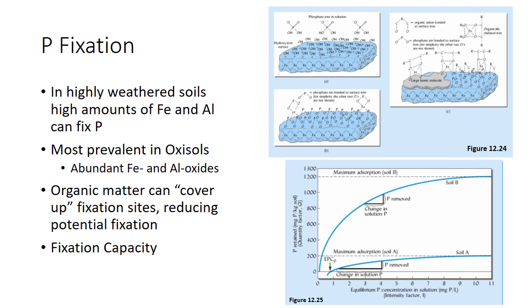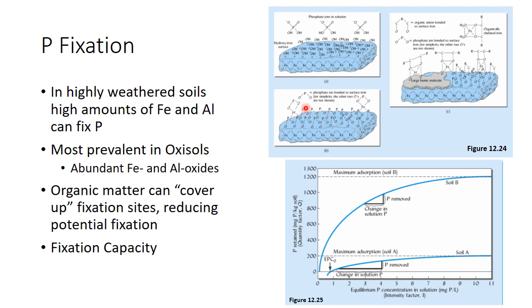So the more organic matter we have, the more of these sites that are actually covered up by organic matter. So if you look at this figure on the top, here we have an iron oxide, and there's all these OHs on the outside. And as phosphorus is applied to the soil, some of the phosphates are going to become tightly bound and actually become part of this iron oxide. And so this is phosphorus that's fixed to the iron oxide mineral.